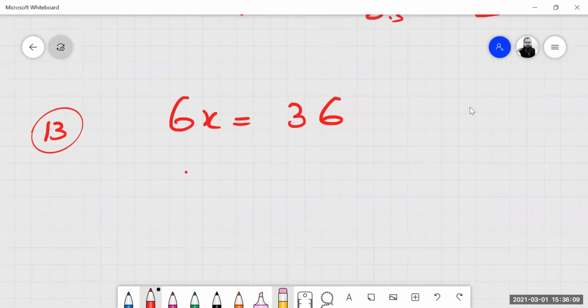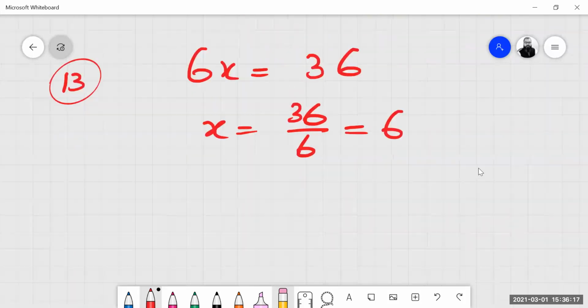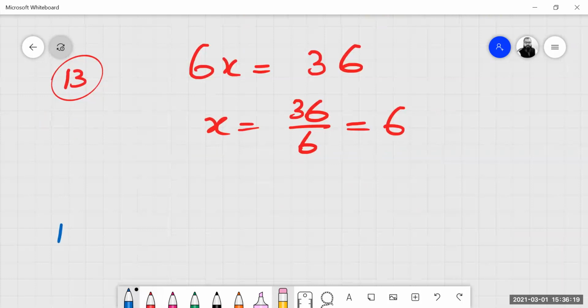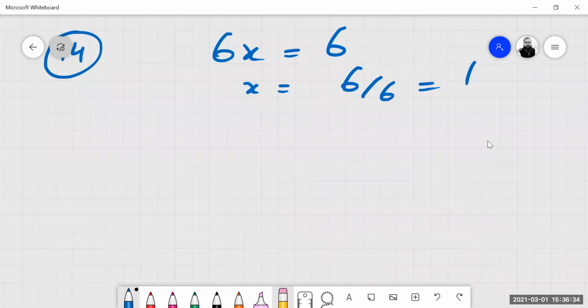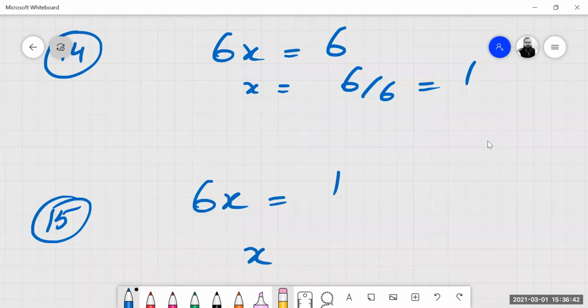When we bring this x to the other side, 36 divided by 6 equals 6. Question number 14. 6 over 6 equals 1. Is it right? Yeah. Question number 15. 6x equals 1. So this 6 goes down, 1 over 6 is the answer.